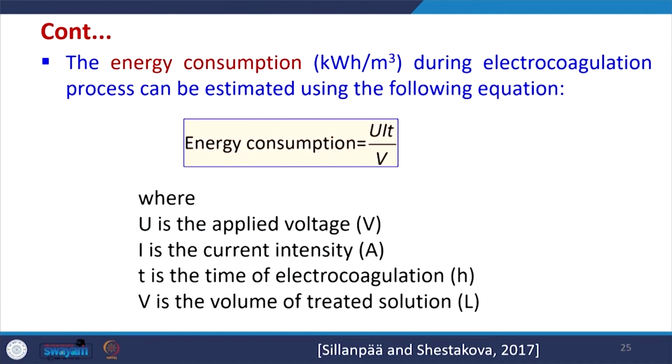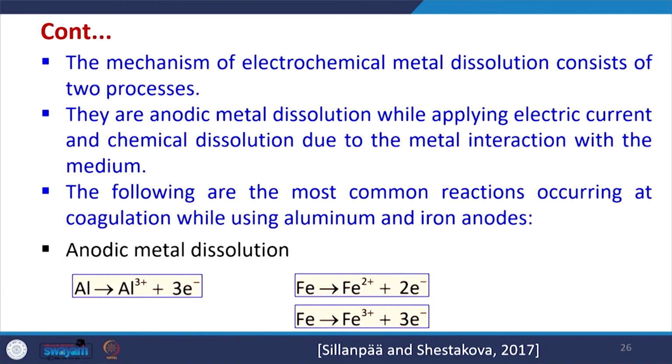Similarly, we should find out the energy consumption during treatment. It is always found out what is the kilowatt hour of energy consumed for the overall unit per meter cube during electrocoagulation. We can do it for electrooxidation also, and this can be calculated via this particular equation. So, we can calculate the energy consumption also. We perform all these calculations.